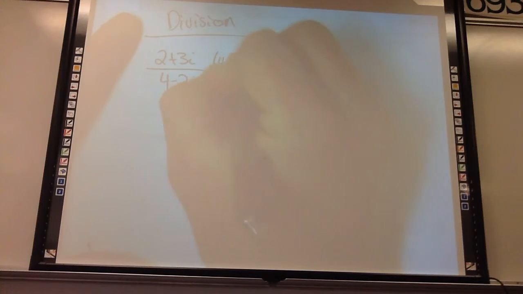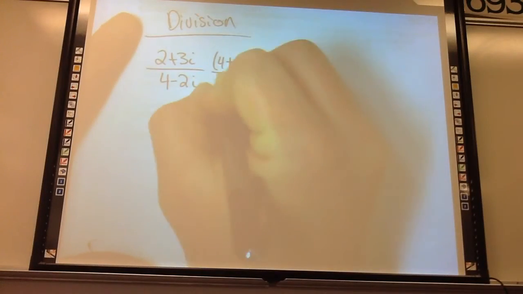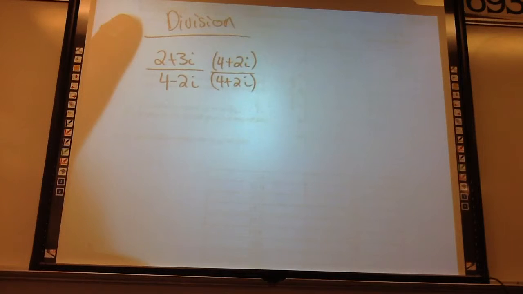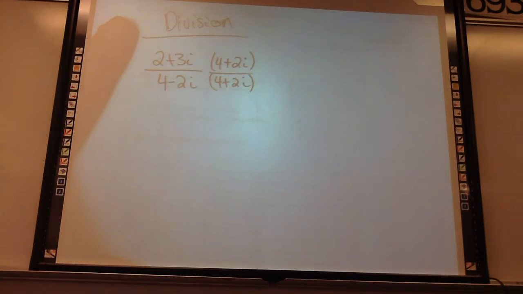So, 4 plus 2i. You multiply by 4 plus 2i over 4 plus 2i. So now you just multiply each one.